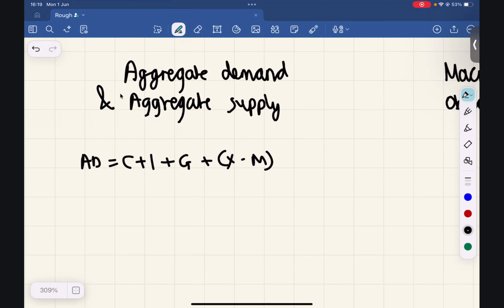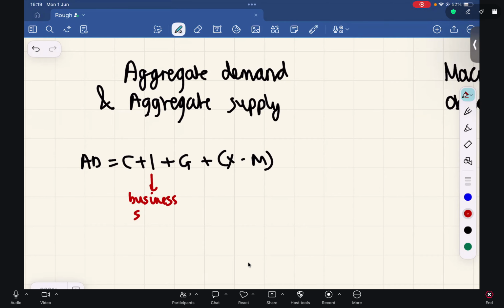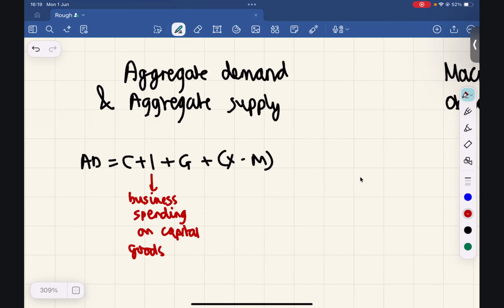C is consumer spending, G is government spending, I is business spending on capital goods. That's the one that most people kind of mix up. So investment sounds like, oh, you're investing in stocks and shares. No, it's investment, it's business spending on capital goods. Okay. And then we're just looking out for sub factors that affect any of these things.